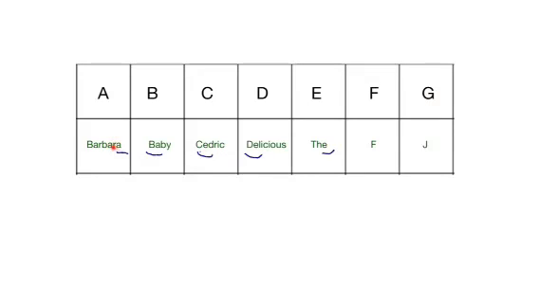So you will see the first letter A. You pronounce the A like A, the A of Barbara. B is like the B and A of baby, B. C is like the C and E of Cedric, C. D is like the D and E of delicious, D. E is like the E in the word the, E.